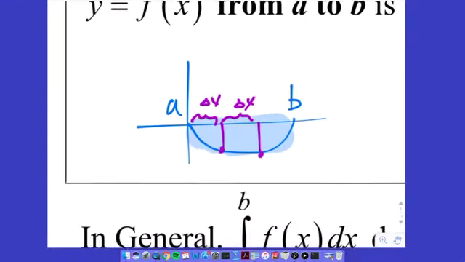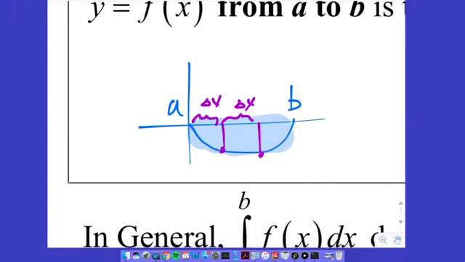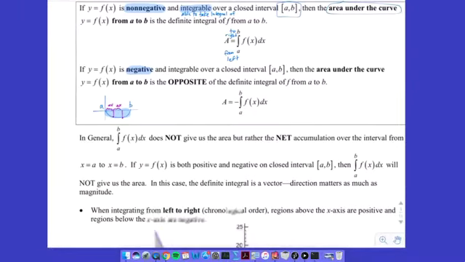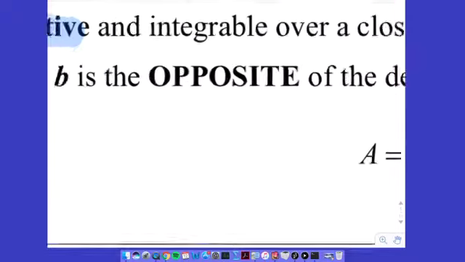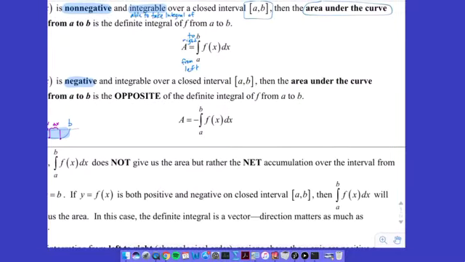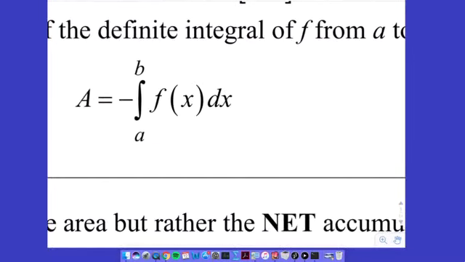Positive. So, what could you do then if it was entirely negative, and let's say you came up with that to be negative 4, and you wanted to know the area? Just take the absolute value of it, make it positive. So, here's what it says. If f of x is entirely negative on the interval from A to B, then the area under the curve from A to B is the opposite of the definite integral from A to B. In other words, the magnitude of your definite integral is going to be the area. That's if it's entirely negative.